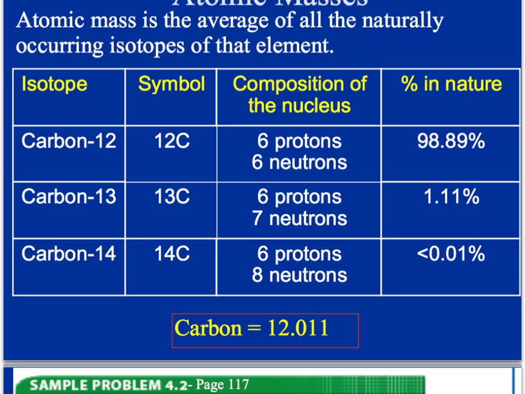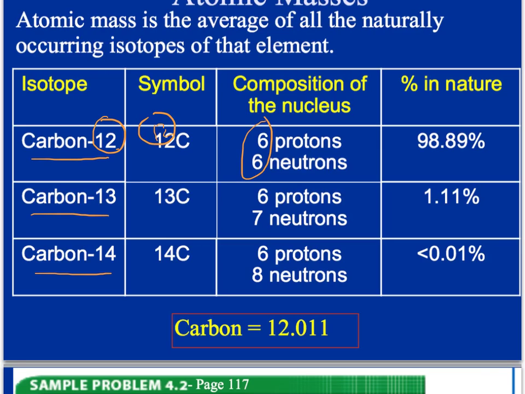So here's an example of how we can calculate the average atomic mass given 3 isotopes. Here we have carbon-12, carbon-13, carbon-14. Here are our symbols, and these are usually in superscript. And notice that we're getting this mass number here by adding the number of protons plus neutrons.